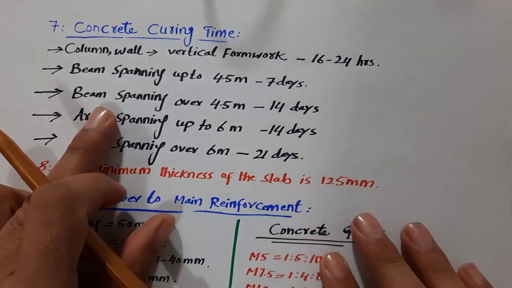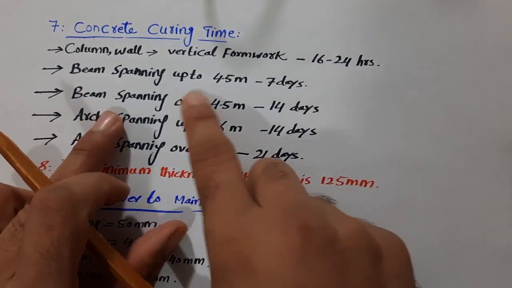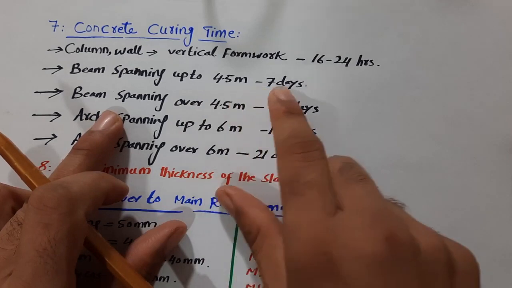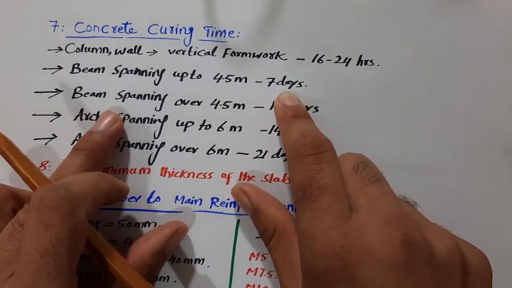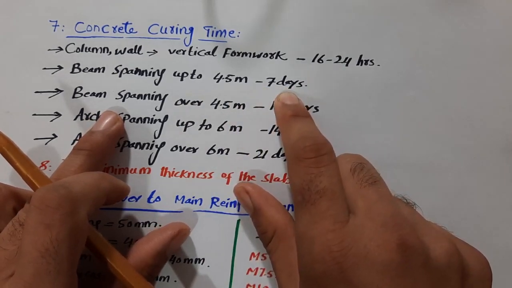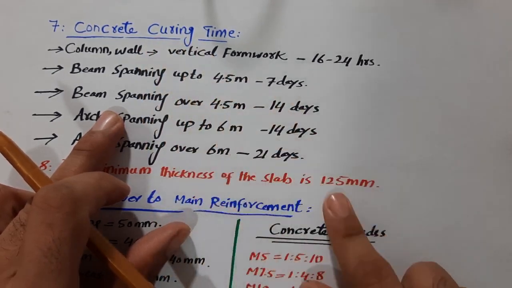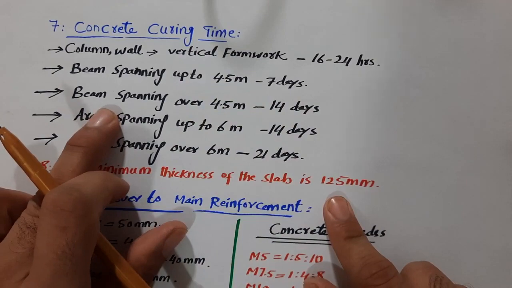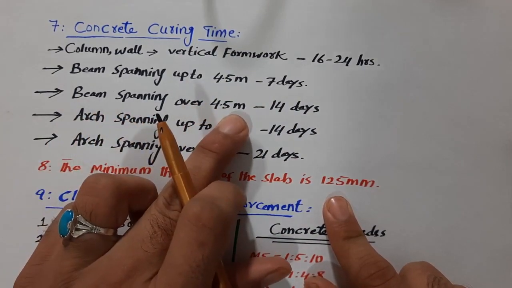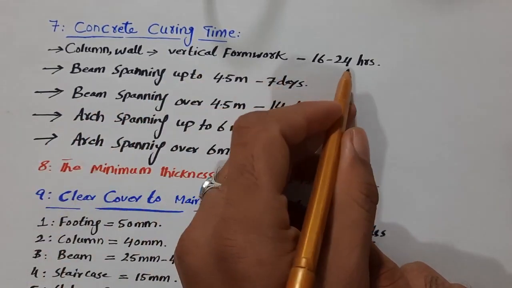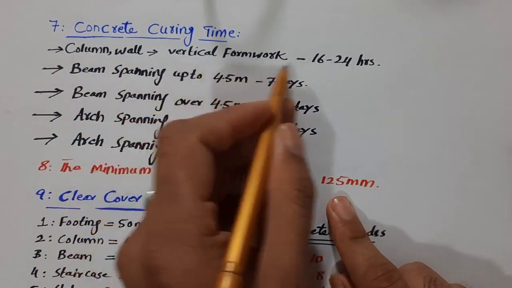Okay. The next one is about beam. So if the beam spanning is up to 4.5 meters, it should be removed after 7 days. So this is shuttering removal time. Curing. Okay. So this is for curing. The other one is, guys, beam spanning up to 4.5 meter. Okay. So from 16 to 24 hours. So that is the vertical formwork for that.